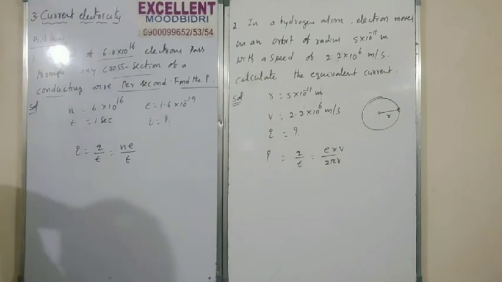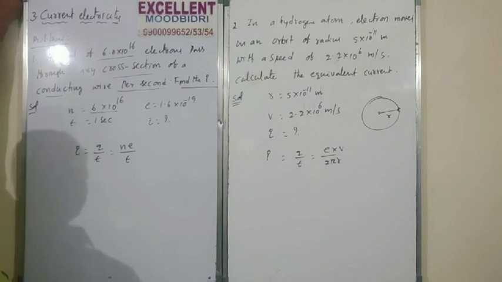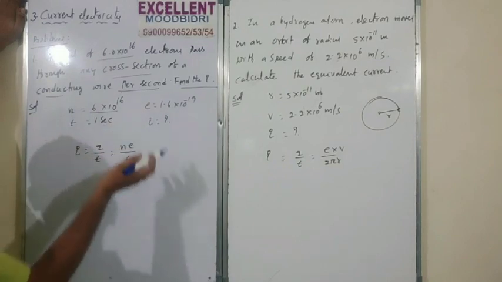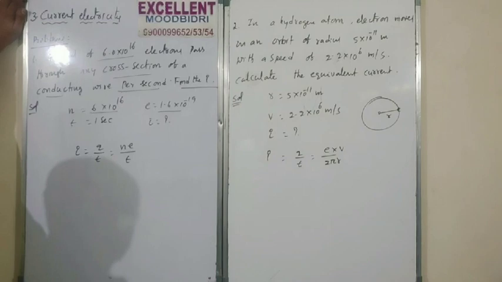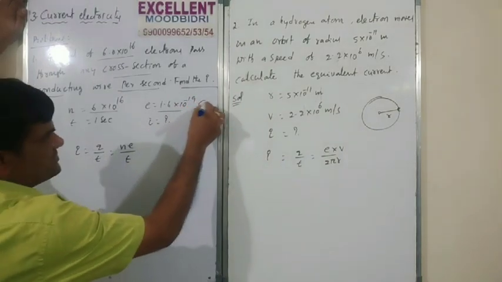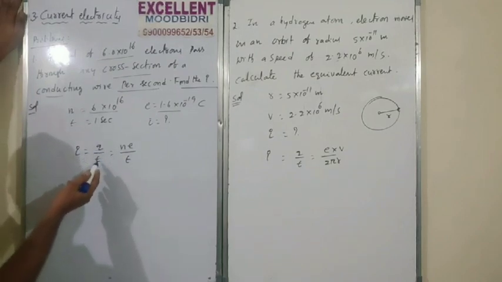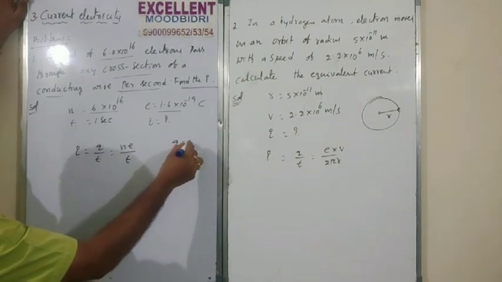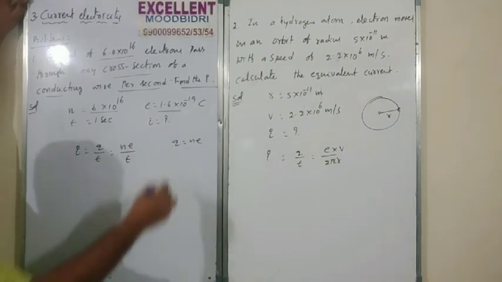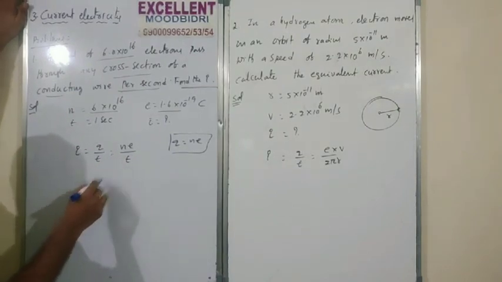Now, what is the given question? The total number of electrons is given. Number of electrons N is equal to 6 into 10 power 16 electrons. Time is per second, meaning 1 second. The charge of an electron is 1.6 into 10 power minus 19 coulombs. Then I is equal to what? The formula is I is equal to Q by T, where Q is equal to N into E. So I is equal to N into E divided by T.